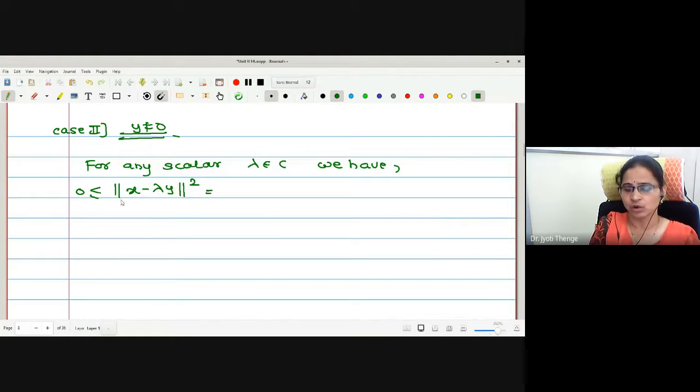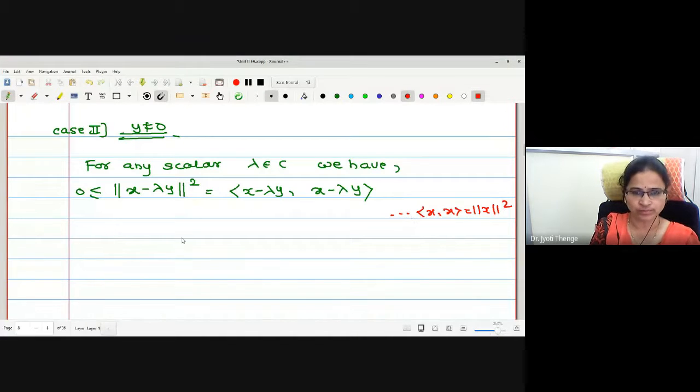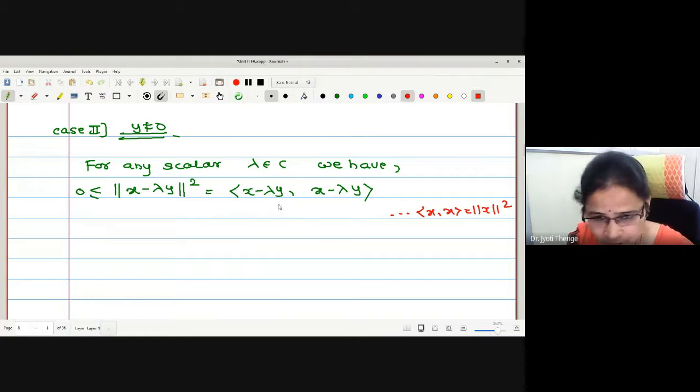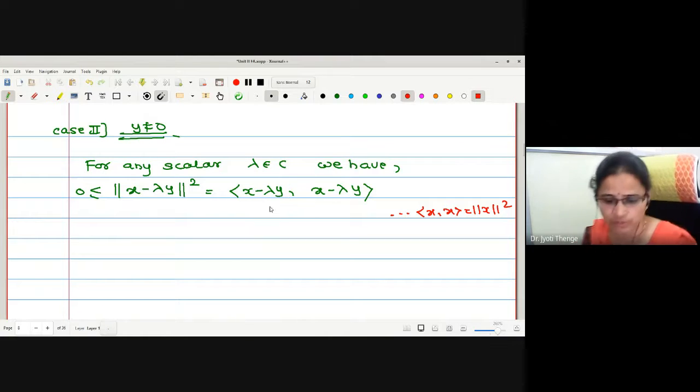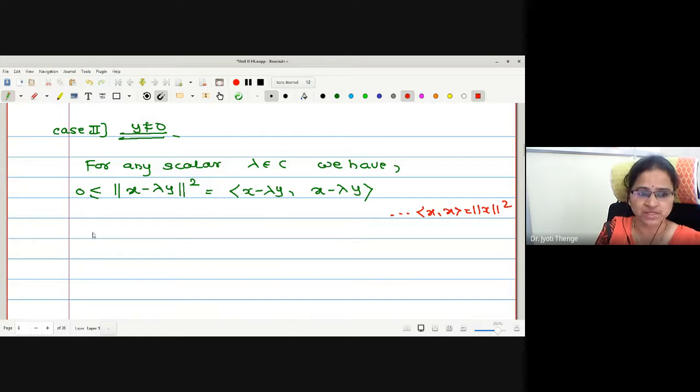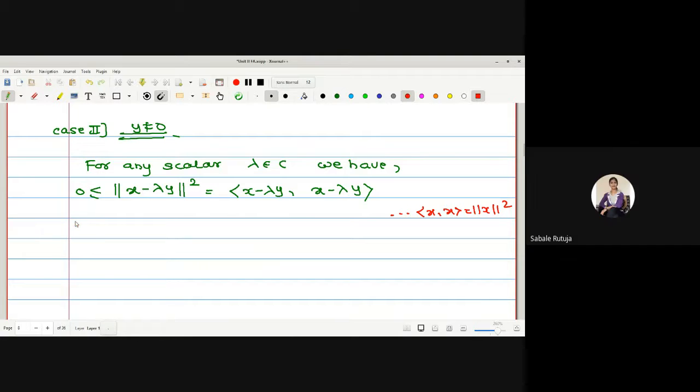Right now? Now, I want to establish the relation between the norm and inner product. Therefore, here I will write norm square of x minus lambda y is inner product of x minus lambda y with x minus lambda y. Which concept we have used? Inner product of x with x is norm square of x, right now? Now this inner product is greater or equal to 0. Now we will just solve this inner product to show that modulus inner product xy is less equal to norm x into norm y. Is it okay? Yes, ma'am.